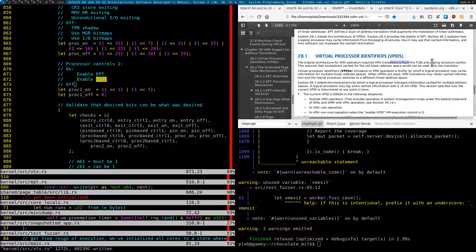Required VMX transitions to flush the TLBs and paging structure caches. This ensured that the cached old linear address space would not be used for that. It allows a facility by which a logical processor... Okay, so this is probably really important. So we'll set this.